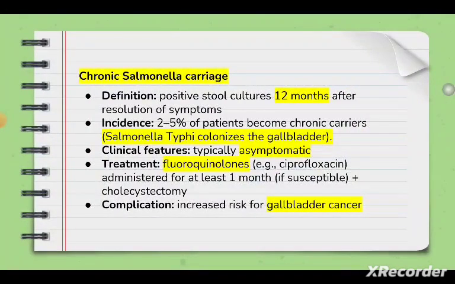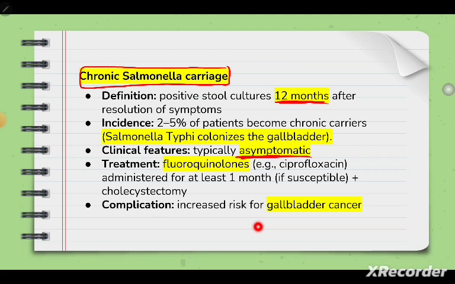So if we come to another high yield point in typhoid fever, which is chronic Salmonella carrier. So we want to know first what's meant by chronic Salmonella carrier. It means that stool cultures are positive 12 months or 1 year after resolution of symptoms. So patients are asymptomatic, but they still carry the bacteria in their intestine, and the incidence rate is 2 to 5% of patients become chronic carrier.